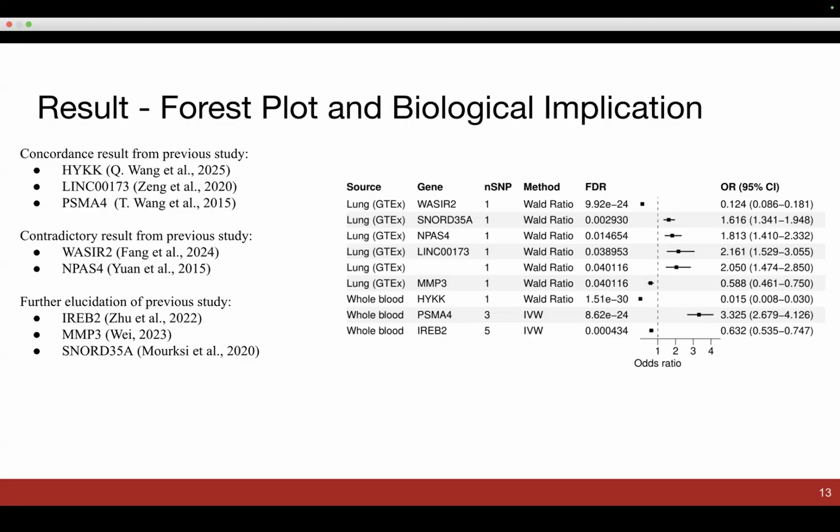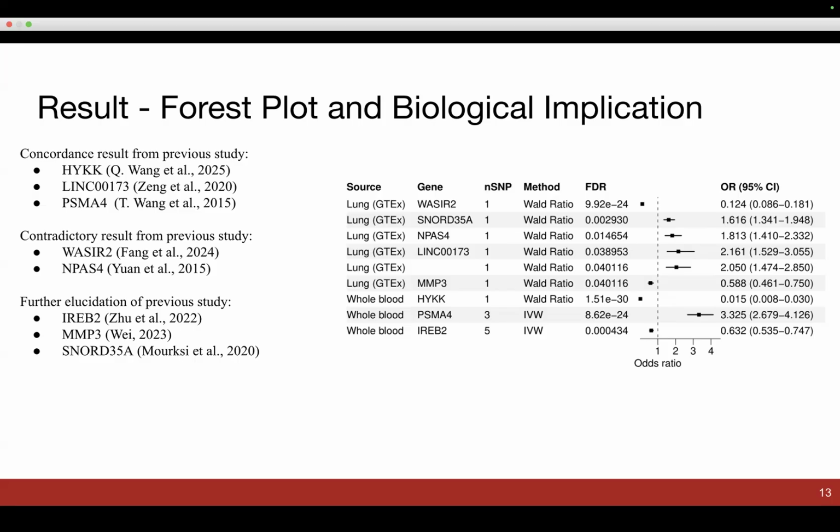And lastly, we have a category where our results provide further elucidation of previous studies. For instance, for IREB2, previous studies only said it's a biomarker related to prognosis and correlated with autophagy-related ferroptosis and immune infiltration in renal clear cell carcinoma. But now we see a protective effect in non-small cell lung cancer. Additionally, for MMP3, the literature is mixed, with some clinical studies suggesting increased risk and some showing no association. Our Mendelian randomization supports a protective effect.